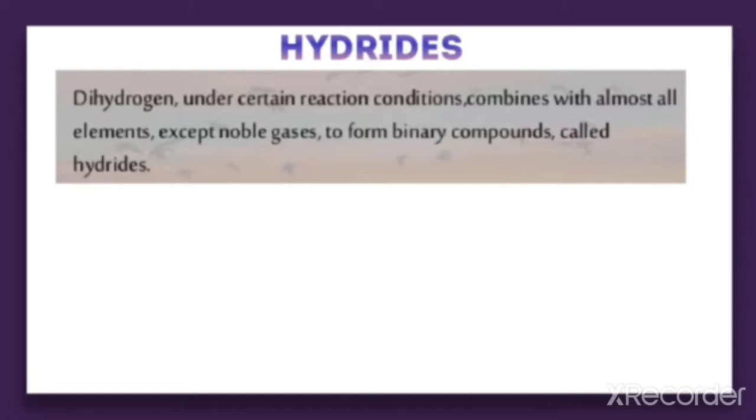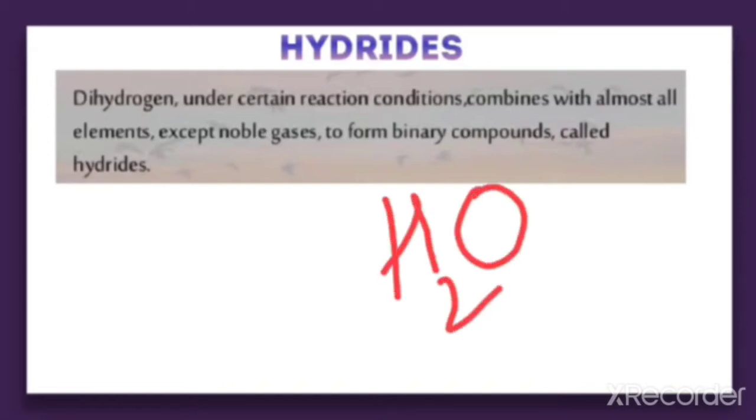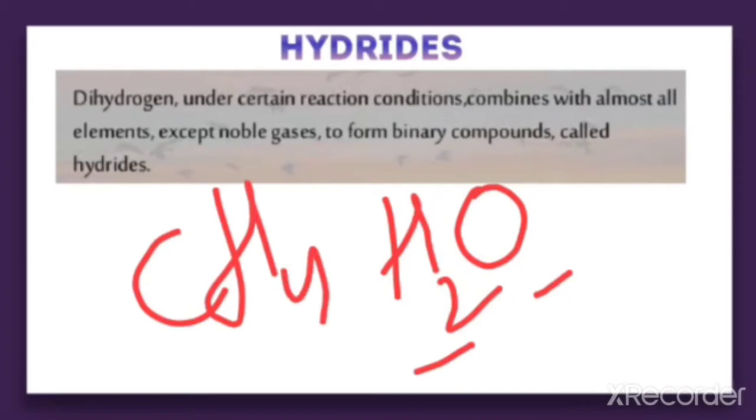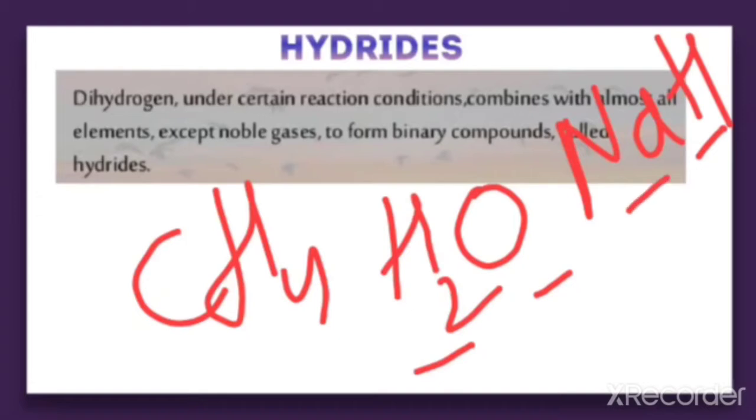hydrides. Let us take one example, that is water. Water is a hydride of oxygen. That means hydrogen is combining with oxygen to form H2O. CH4 is a hydride. NaH is a hydride. So a hydride is nothing but a combination of hydrogen with any other element, that is, binary compounds are called hydrides.